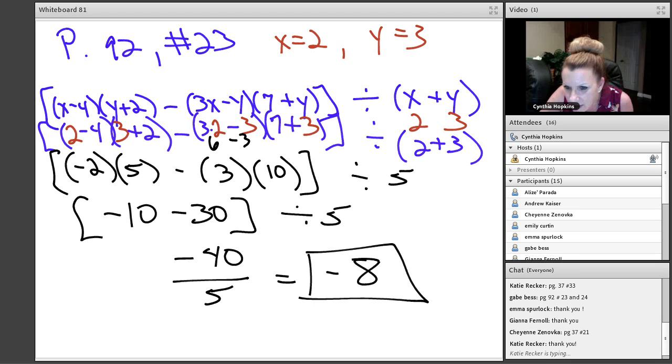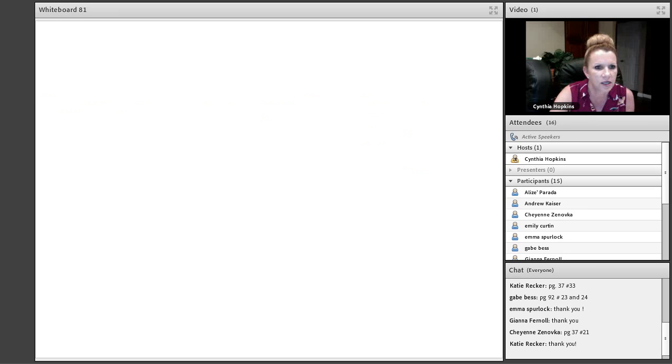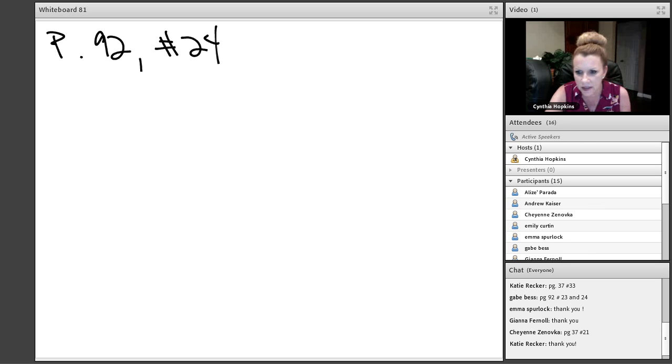Okay, let's see. Gabe also wanted number 24 on that same page, and I think that's the last question, so somebody else ask a question, please. Okay, let's see, page 92, number 24. Wow, these are kind of crazy looking, aren't they?